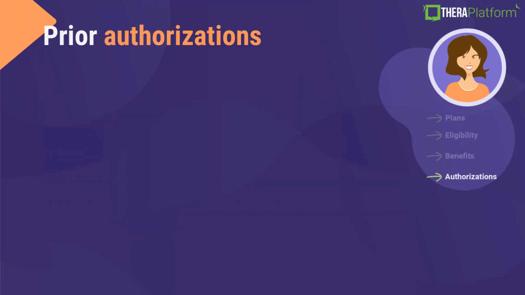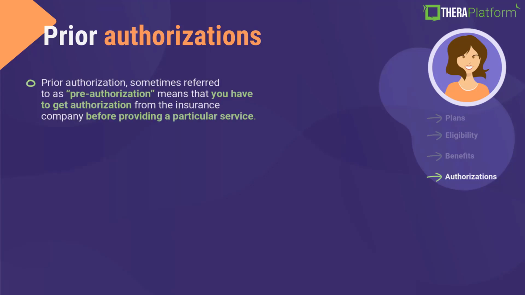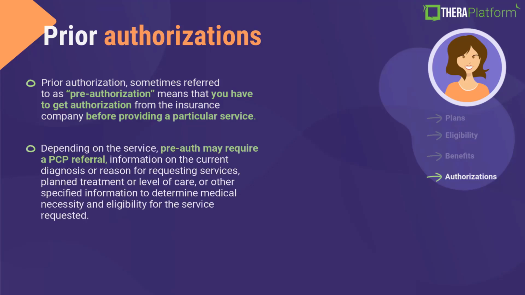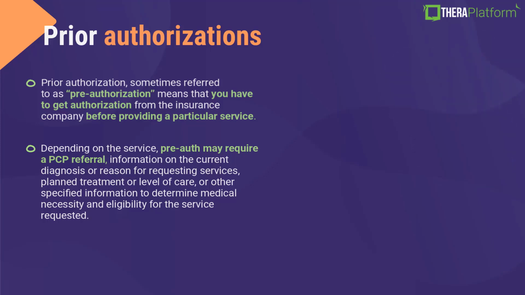Another thing you should check on before submitting any claims is prior authorizations, like certain medical services, therapy, and mental health services sometimes require prior authorization. Prior authorization sometimes is referred to as pre-authorization, and it means that you have to get authorization from the insurance company before providing a particular service. Depending on the service, pre-authorization may require a PCP referral, so primary care physician referral, information on the current diagnosis or reason for requesting services, your planned treatment plan or level of care, and any other specified information to determine medical necessity and eligibility for the service requested.